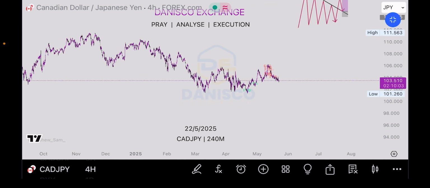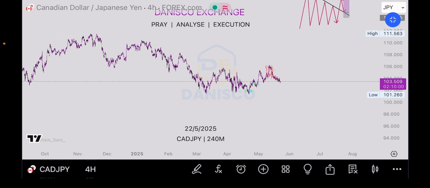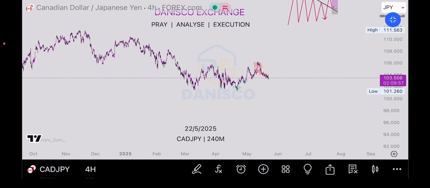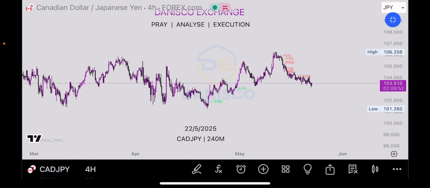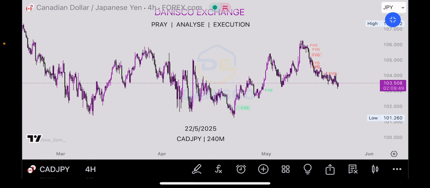Coming to the chart, this is 4 hours. This is GBP JPY. All right. So this is 4 hours. Let's check it on this pair. All right, I think I traded this.